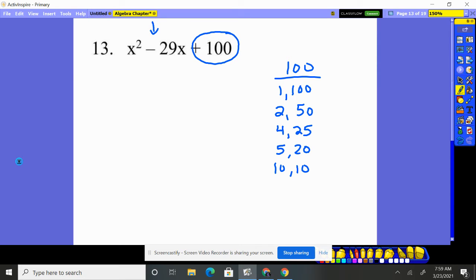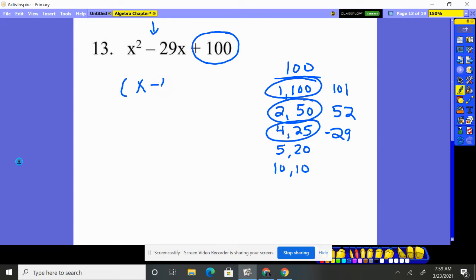Since the middle piece says it's got to be a negative 29, that tells me they're both negative. So these together would have given me a negative 101. I don't want that. These would have given me a negative 52 put together. These would have given me a negative 29, which, ding, ding, ding, is what we want. So it's going to be x minus 4, x minus 25. Both those pieces were negative. Negative 4 times negative 25 gives you the 100.